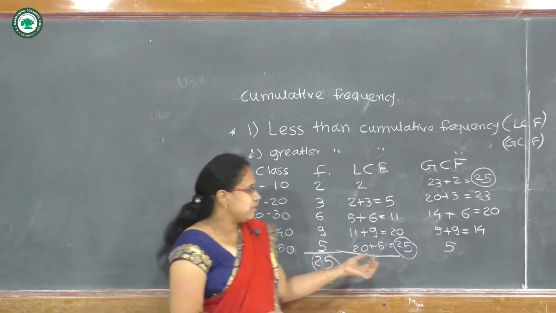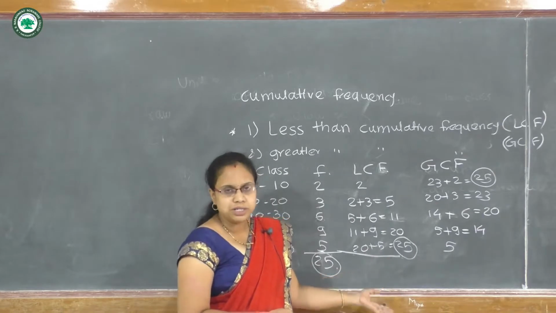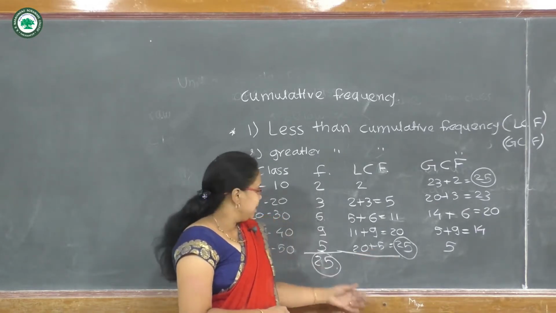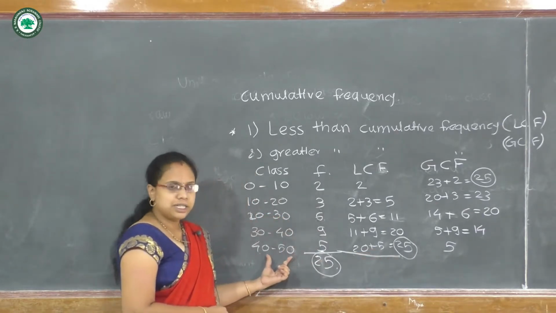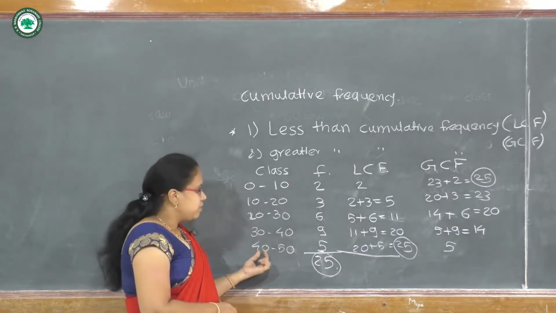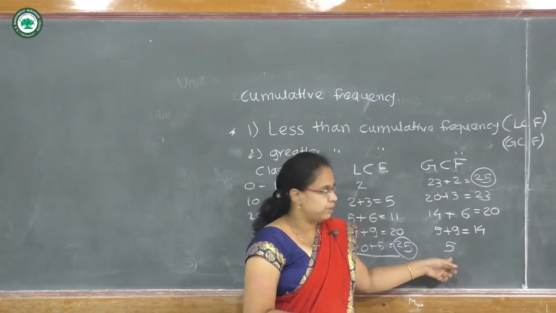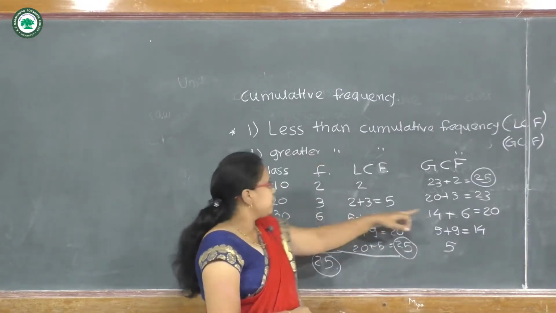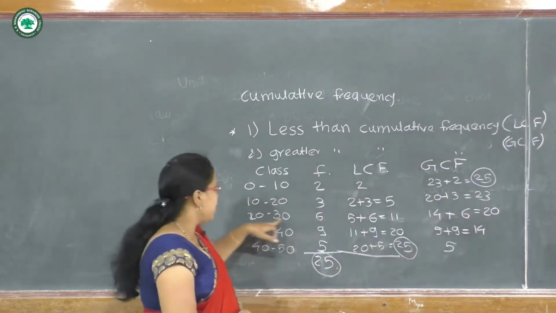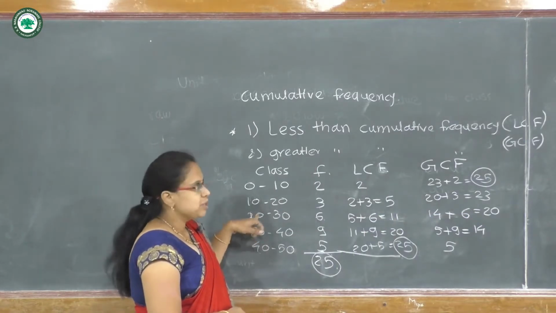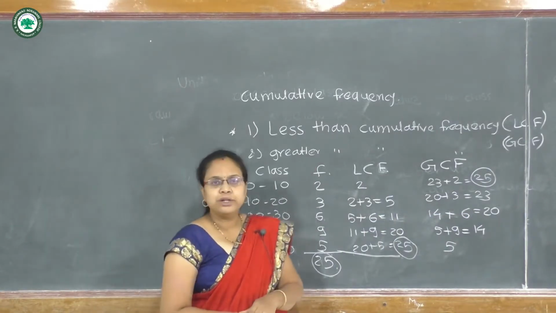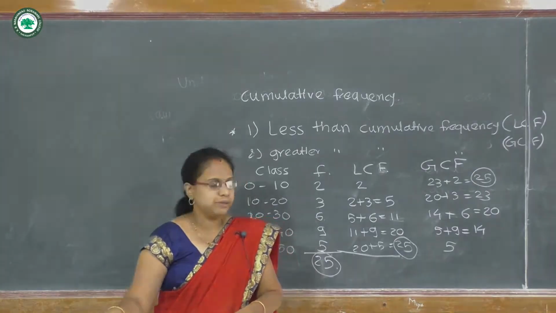So if the question is the number of students above 40, then we have to see this class. So above 40 means 5 students are there who are above 40, or 20 students are there who are above 20. So this is the cumulative frequency we can find.